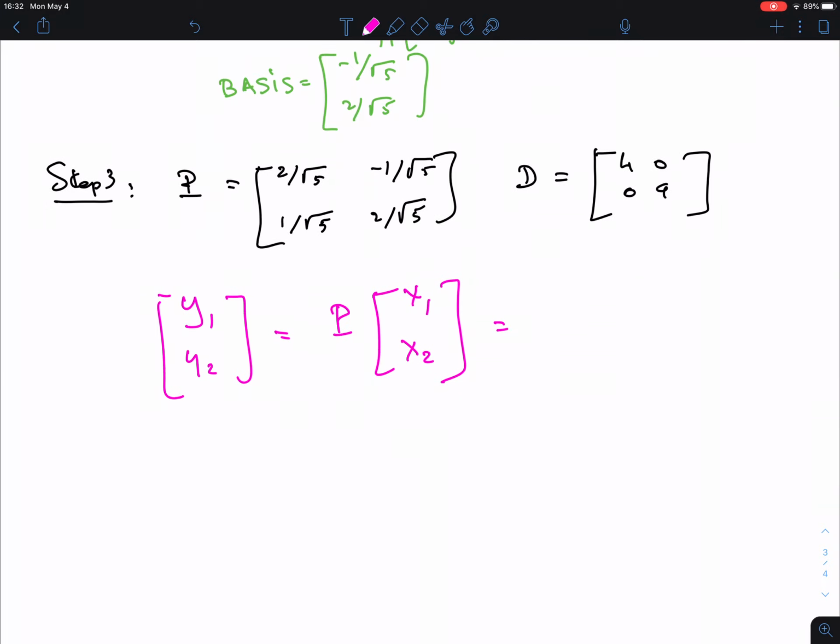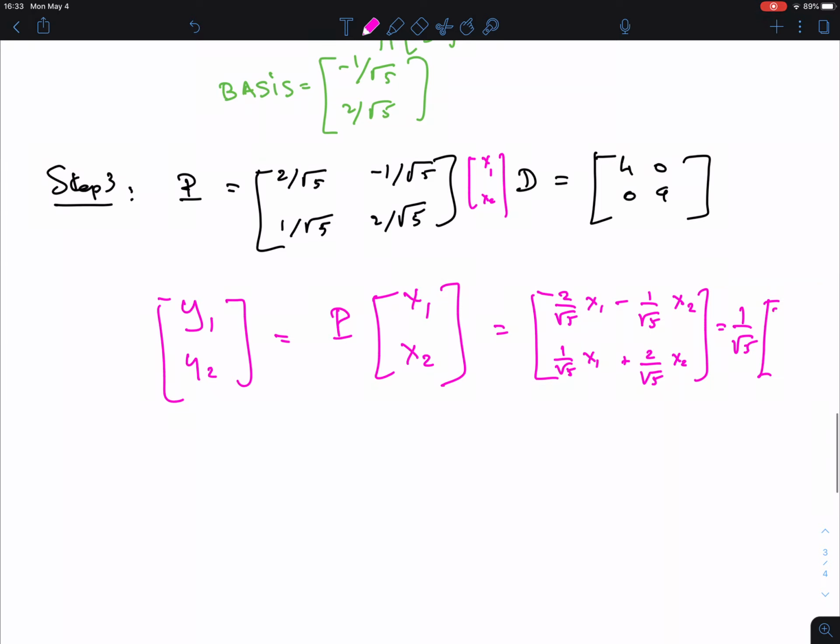So this tells me, in other words, if I want to write this out, which is kind of a nuisance, but let me do it. It's 2 over radical 5 x1. So remember, I have to put x1, x2 here, right? So that would be minus 1 over radical 5 x2. And then here we have 1 over radical 5 x1 plus 2 over radical 5 x2. Which we can also write, it's easier to take the 1 over radical 5 out. We have been doing this often now. So we get 2x1 minus x2 and x1 plus 2x2.